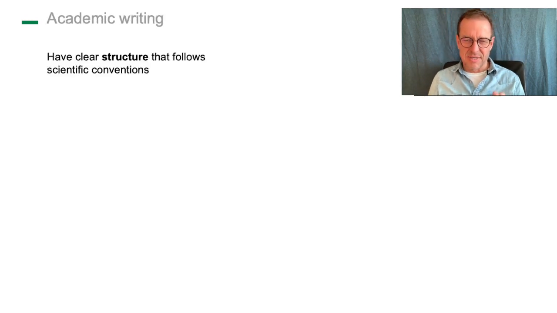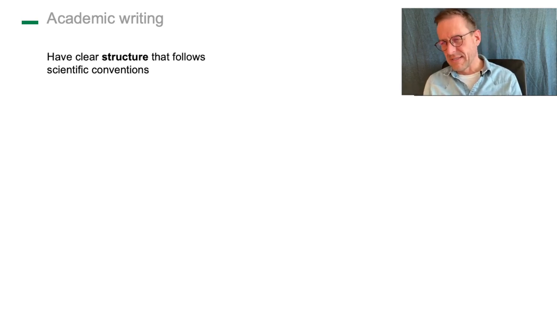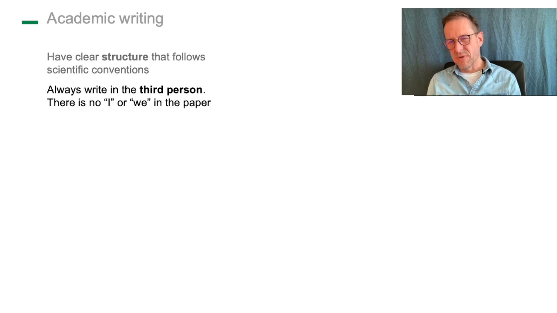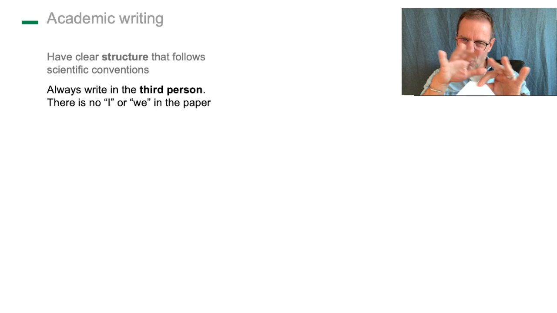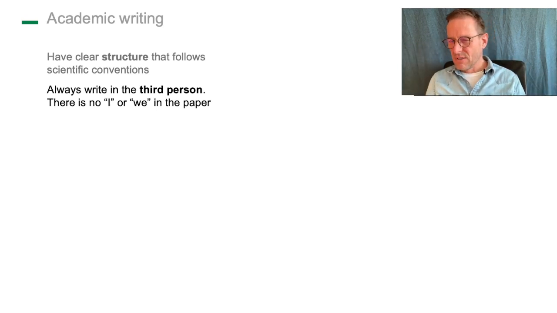So let me summarize some things. Of course, as I outlined, have a clear structure that follows scientific conventions as I have outlined it. Always write in the third person. There might be an exception. For instance, the preface. When you want to acknowledge some people, want to thank some people, you do it in the first person, of course. But in the core body of your work, you never mention I or we, because it's not about you. It's about the facts and the truth, right?